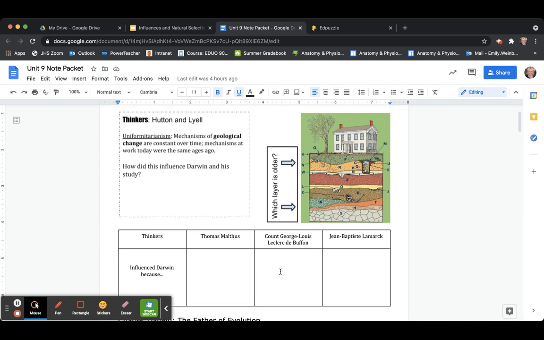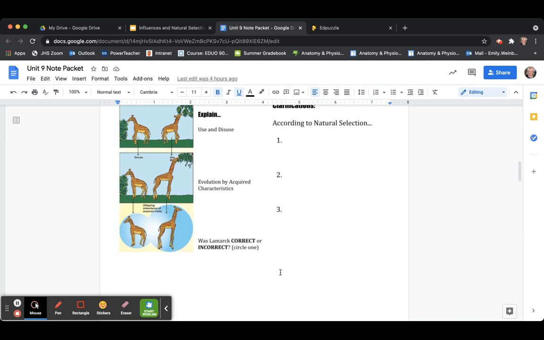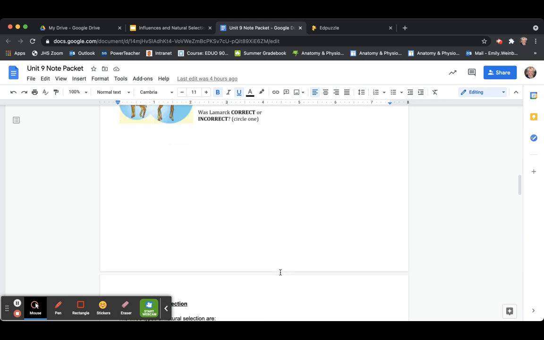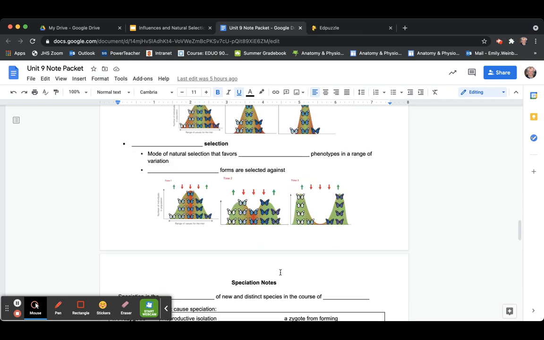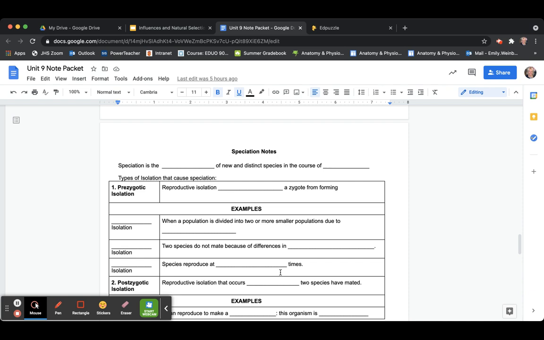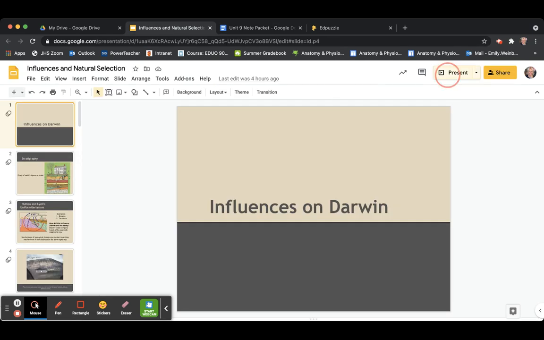You're going to be filling this worksheet in, this first page, second page, as we talk about influencers to Darwin. And then you'll fill in just this third page when we talk about types of natural selection. The speciation notes will be a separate set of notes that you will take in a little while. So these notes are kind of fun, not totally linear. So pay attention to what you're supposed to be writing where, and I'll try to point stuff out as we go, especially that first part.